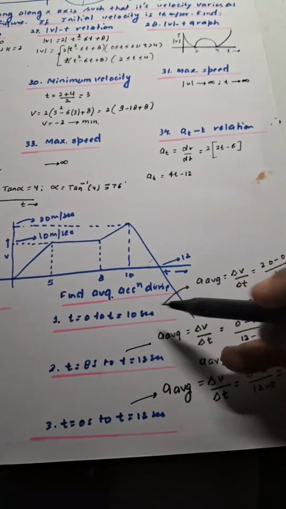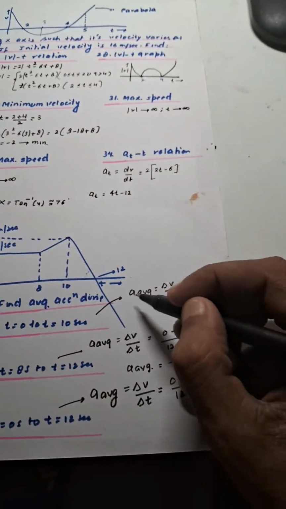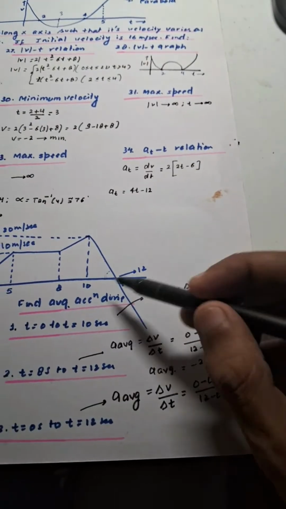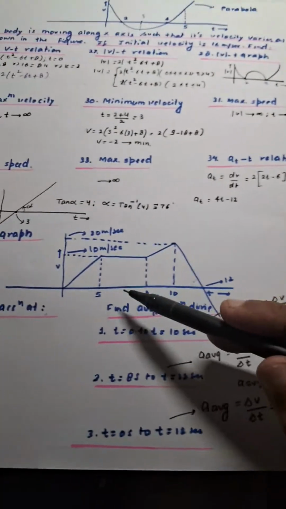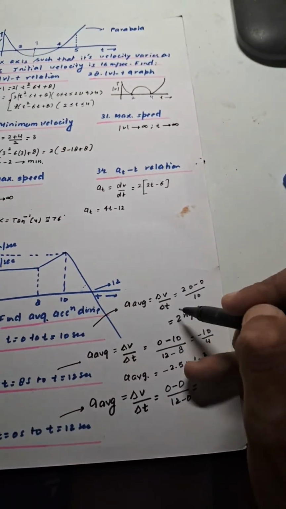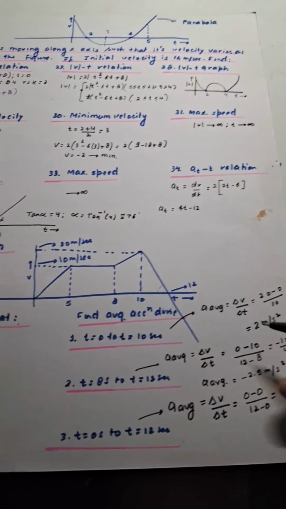Then is average acceleration during 0 to 10. So the concept is average acceleration is delta v by delta t. So at t is equal to 10, velocity is 20. At t is equal to 0, velocity is 0, so that will be 20 minus 0 by 10, that will give us 2 meter per second square.